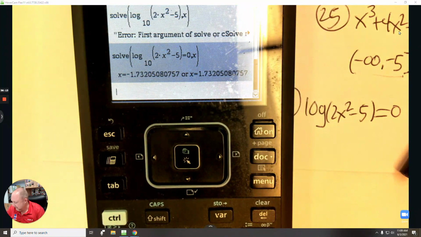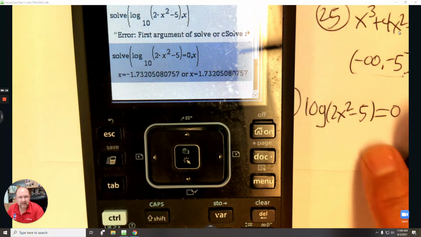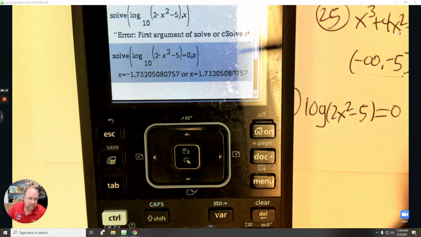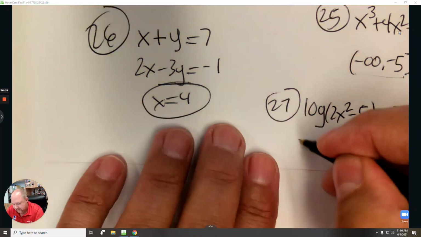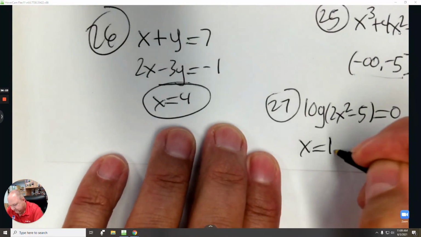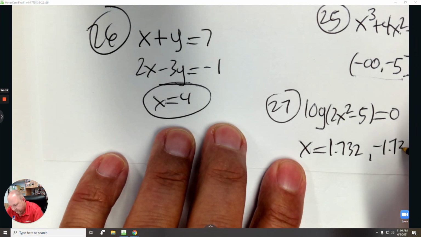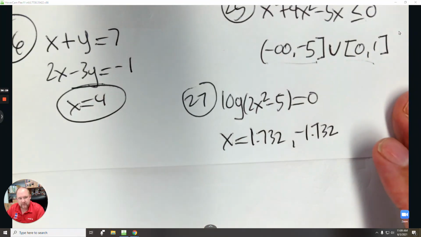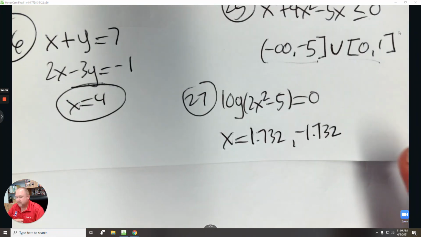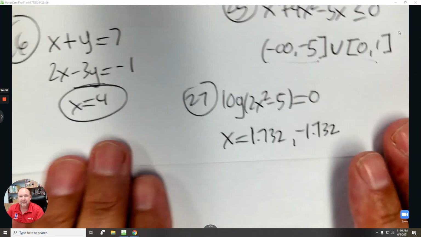So one answer is negative 1.732 and the other is positive 1.732. And you solved it with your calculator. And you're done. So positive 1.732 and negative 1.732.